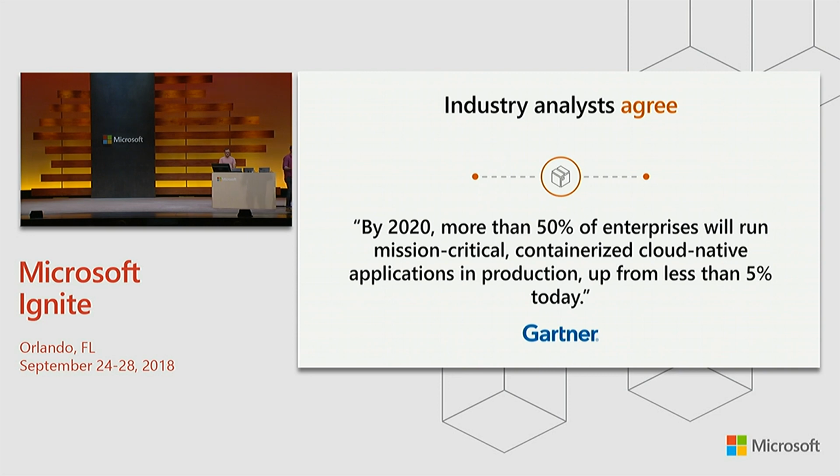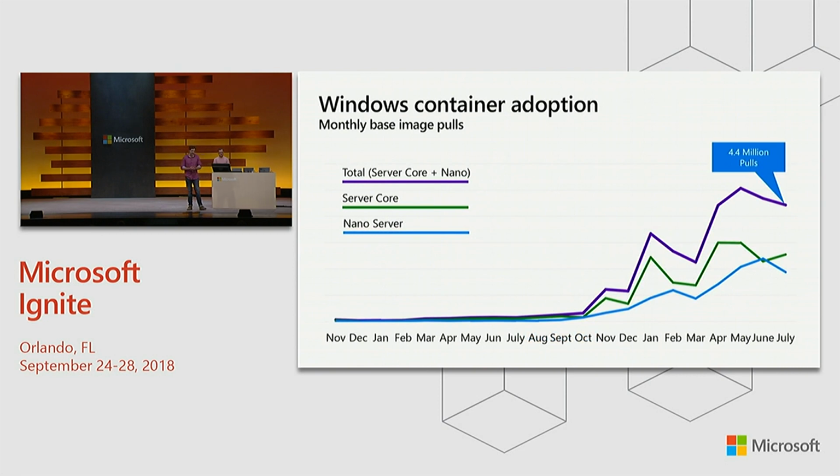And Microsoft is not the only company who acknowledges this containers momentum. Gartner, in their 2017 Smarter with Gartner publication, asserted that by 2020, more than 50% of enterprises will run mission-critical containerized cloud-native apps. 50%. That's a lot of companies. That's companies across the globe. And at the time of the writing in 2017, they observed that 5% of companies had already moved to containers. So that's a tremendous growth.